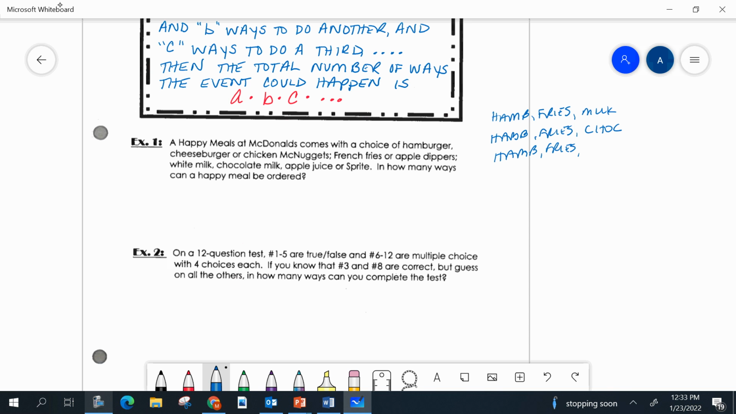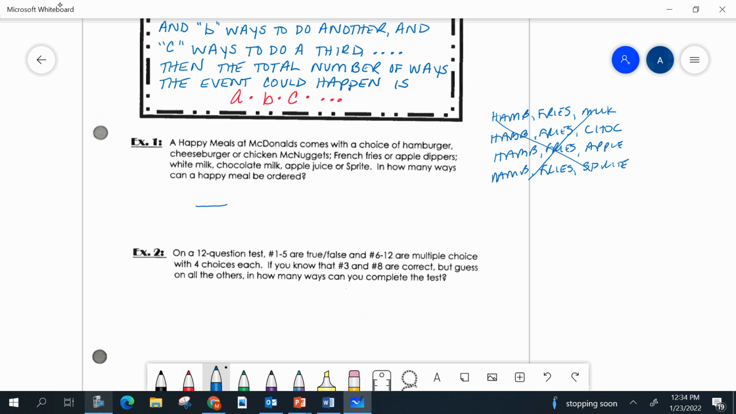We'd have to say hamburger, fries, and apple juice. And then finally hamburger, fries, and Sprite. So right away, that's just 4 different Happy Meals based on the 4 different drinks. Then we'd have to go through and say hamburger, apple dippers, milk. Obviously, we want to do this in a better way because we don't want to have to write out all of the choices. So what we do is we use the fundamental counting principle.